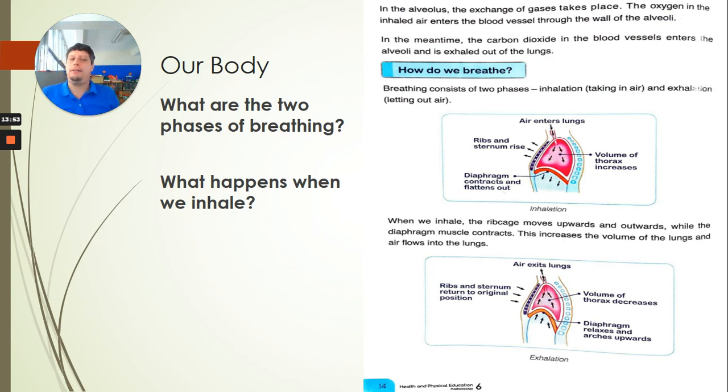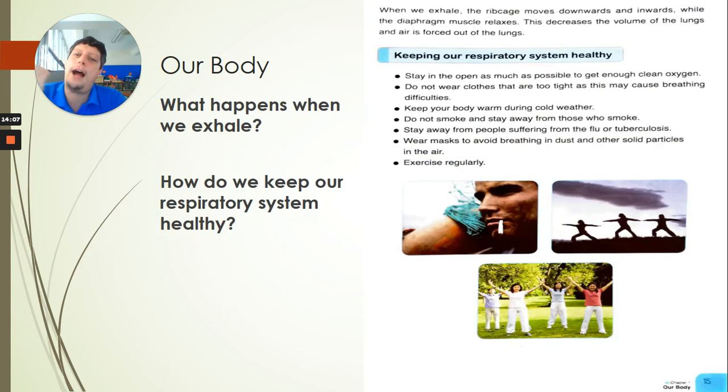What happens when we inhale? That is in detail there. I've said it a couple of times to you already, so it's really important that you remember the process. What happens when we inhale? And then obviously, what happens when we exhale? Okay? And then finally, how do we keep our respiratory system healthy? Our respiratory system is extremely important. We need it, we depend on it, so it's important to know how to keep it healthy. So all very, very easy questions this week.